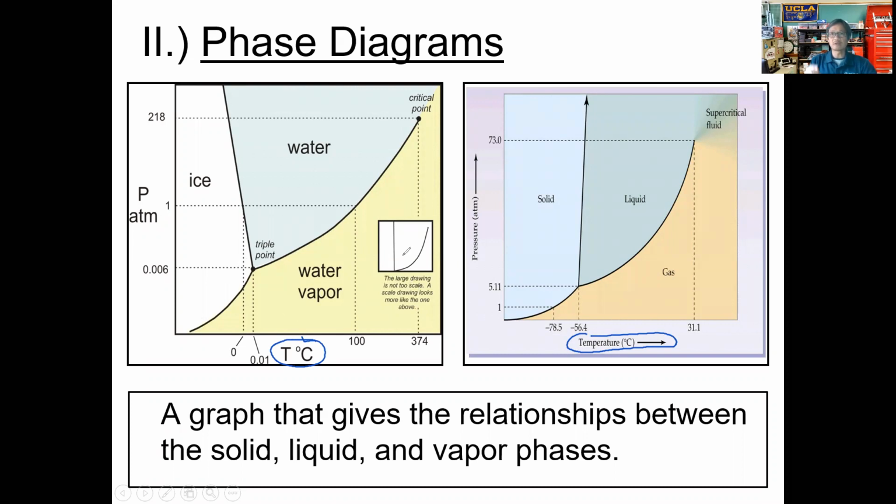So let's quickly review different parts of the phase diagram. Along the x-axis, you have the temperature. Along the y-axis, you have pressure. I'll come back to what this pressure means in just a moment. But that's what we have there.